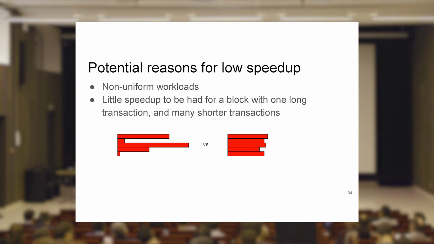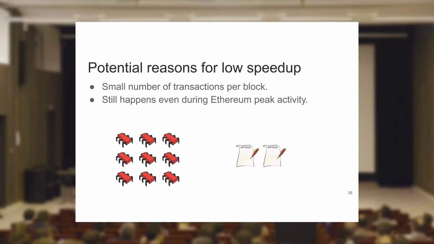Another possible reason for low speedup is that in practice you have non-uniform workloads as opposed to the synthetic workloads that were used before to evaluate this. So, for example, if you have one long transaction and a few short transactions, you're not going to be able to achieve a lot of speedup. And of course, another reason is you simply have too few transactions in your block. If you take a look at any blockchain explorer like Etherscan, you'll see that there are still a lot of blocks that have maybe 2 or 3 transactions in the block, so you're not going to be able to achieve much speedup if that's all you have to work with.